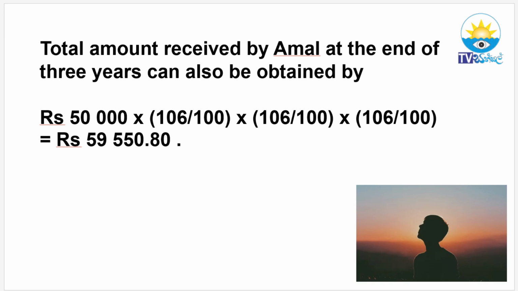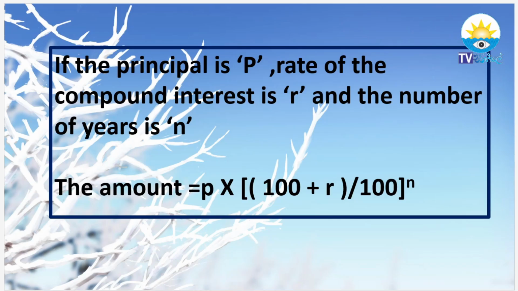So I would like to introduce you to the formula, based on the previous short method. If the principal is P, the rate of the compound interest is R, and the number of years is N, we can form the formula in terms of P, N and R. You can see that on screen. The amount equals P times (100 plus R over 100) to the power N.